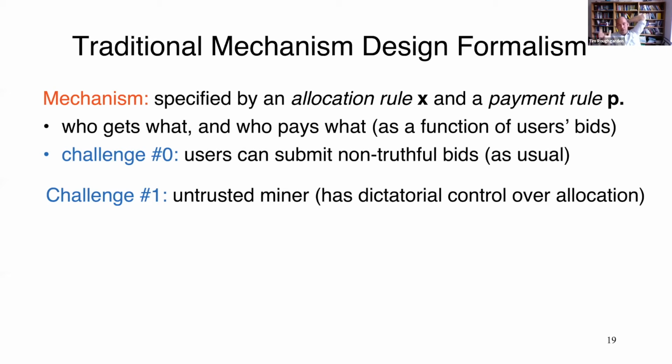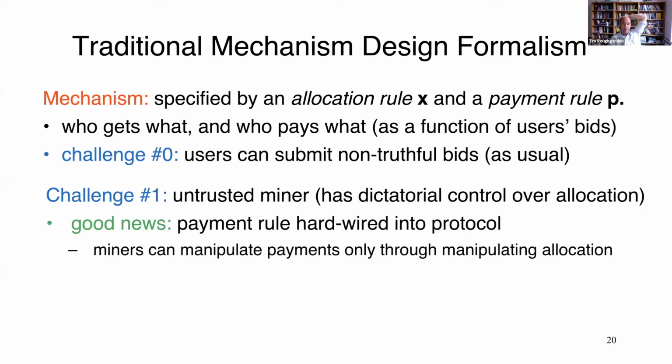Say in Ethereum, there's literally just this miner who, once it solves its crypto puzzle, can put its block together however it wants. It has dictatorial control over the allocation, over which transactions get included. So the untrusted miner can mess with things: you may have an allocation rule X in mind, but the miner can implement whatever allocation it wants. Now, the good news is that the payment rule is different. The payment rule P in a blockchain protocol is hardwired into the protocol's code. Like in Bitcoin and Ethereum today, it is hardwired that when a transaction is published with a given fee, there is immediately a transfer of that fee from the creator of that transaction to the miner of that block.